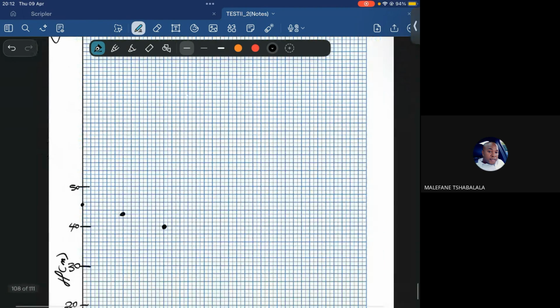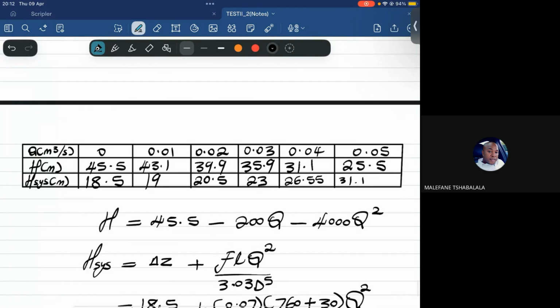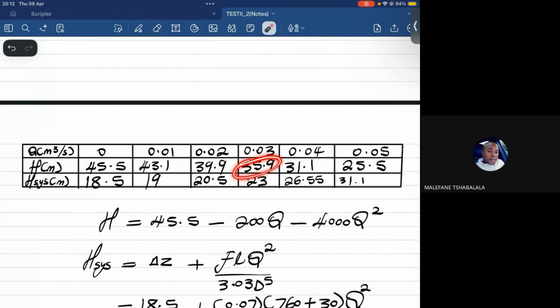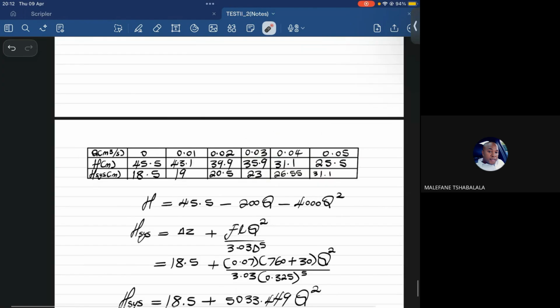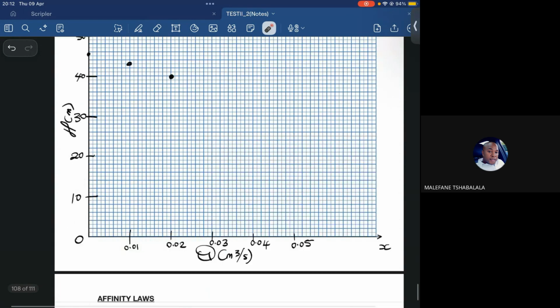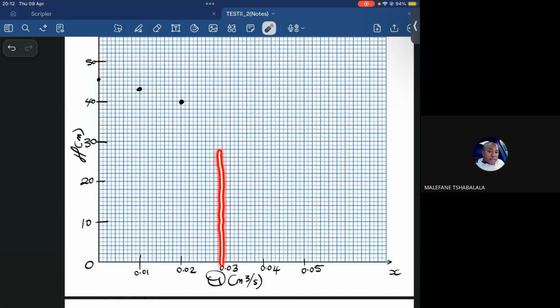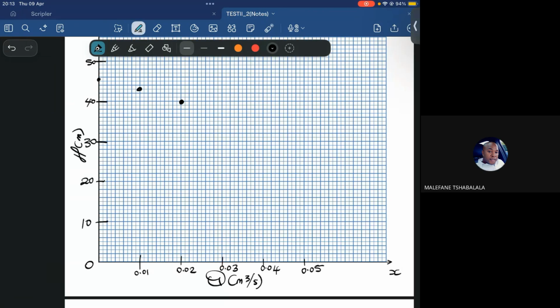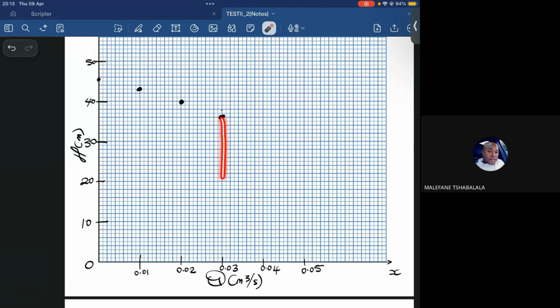Next, we'll have 0.03 and 35.9. Let's round off to the nearest, so that is close to 36. So 0.03 and 36. This is 30, 32, 34, and then 36. It's 0.03 and 36.